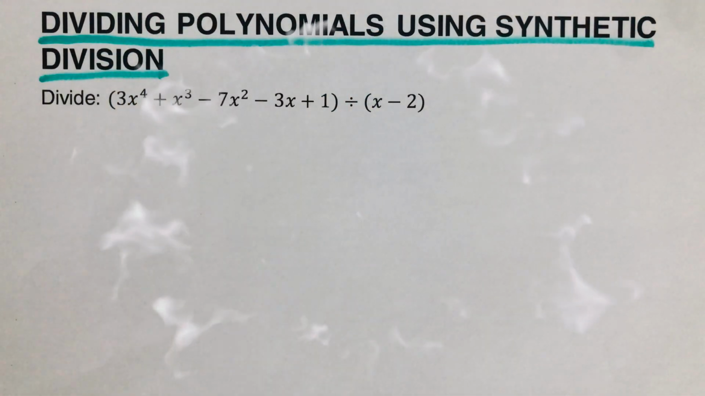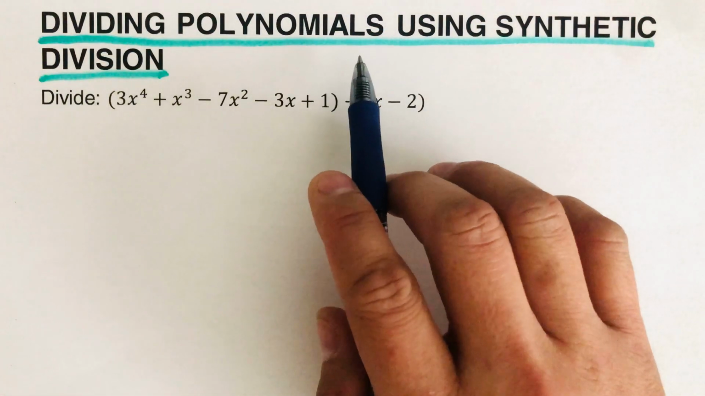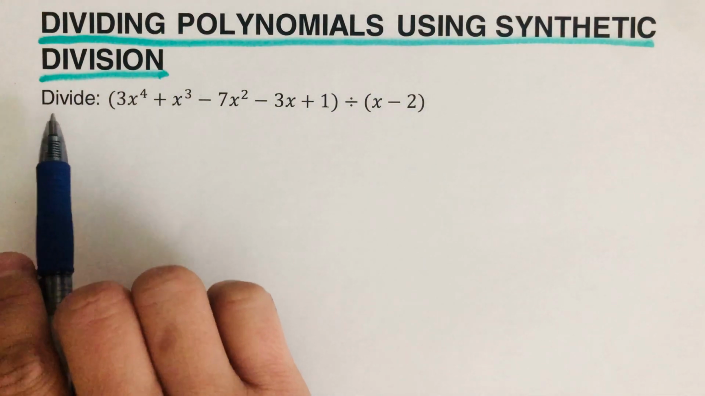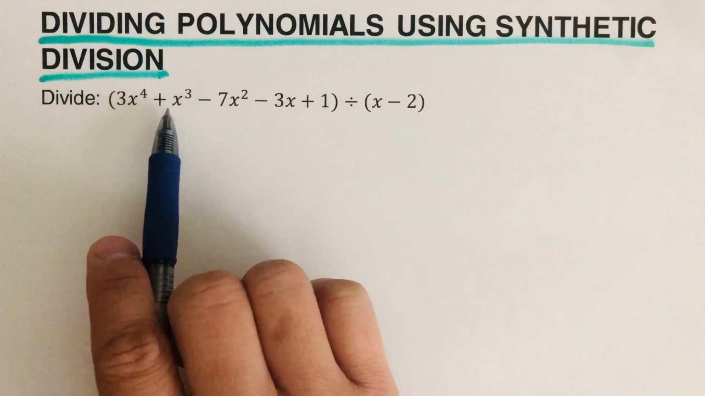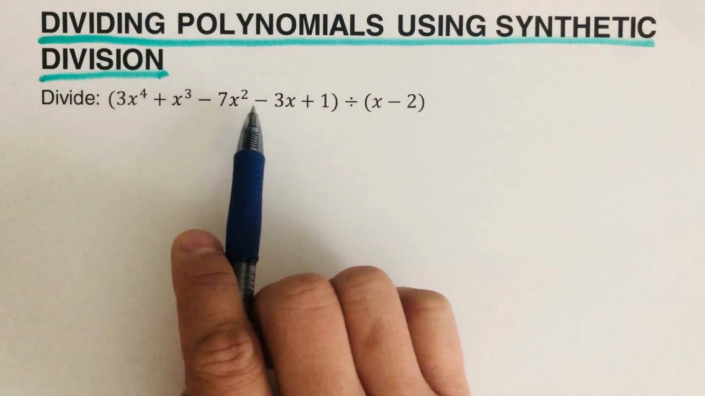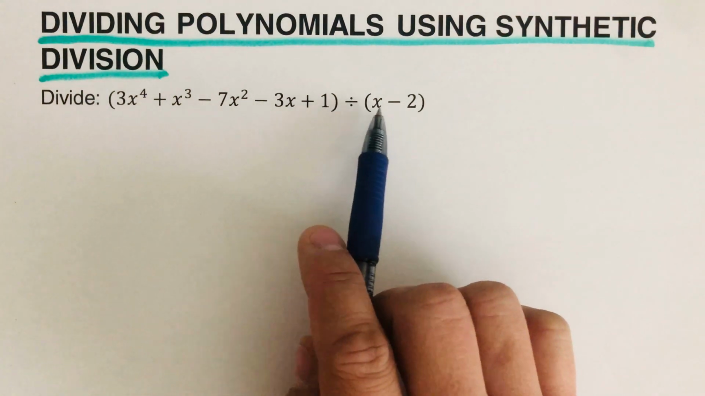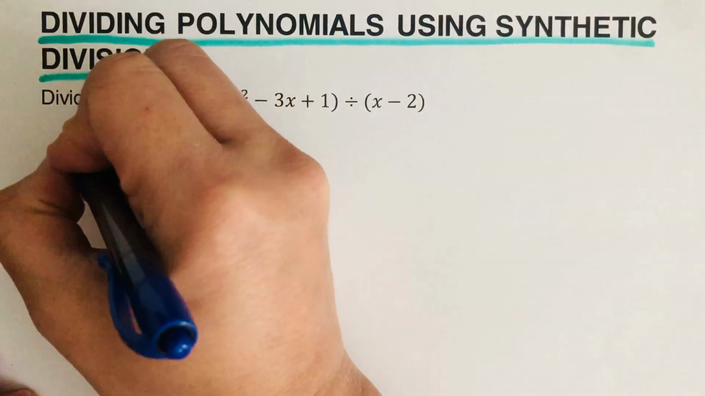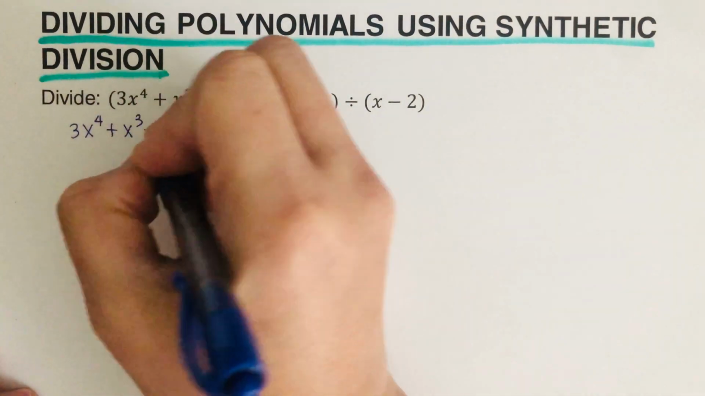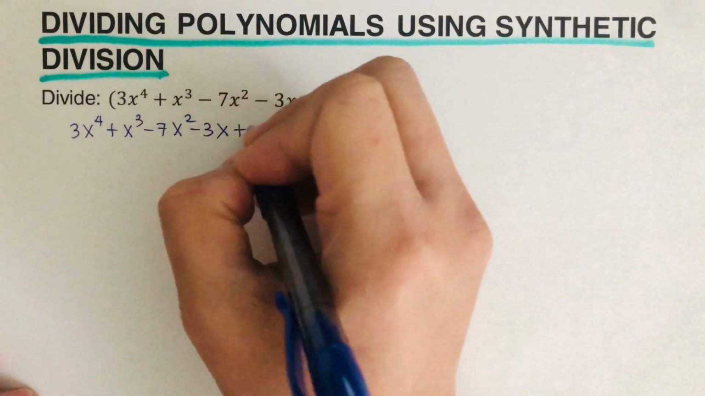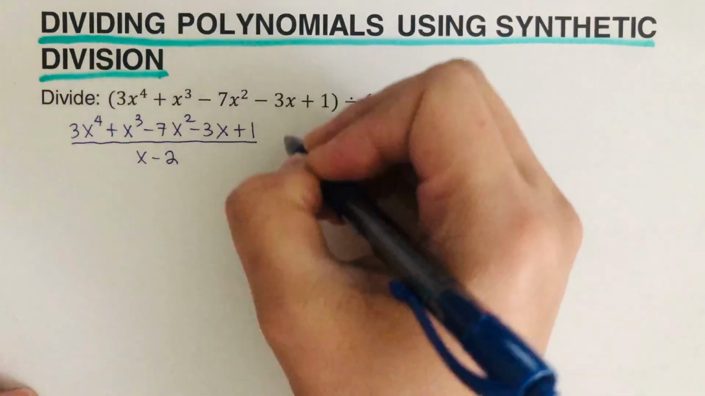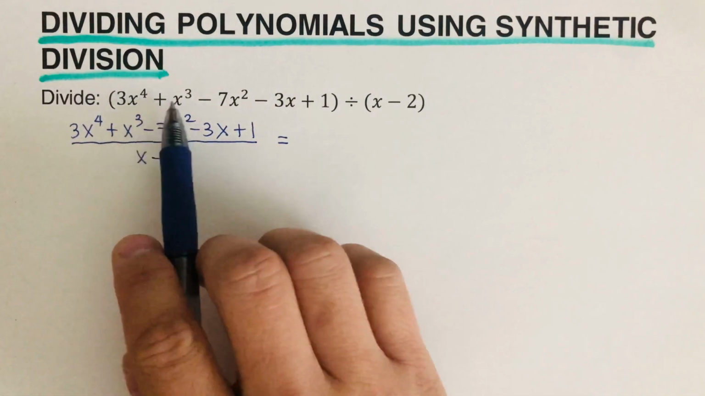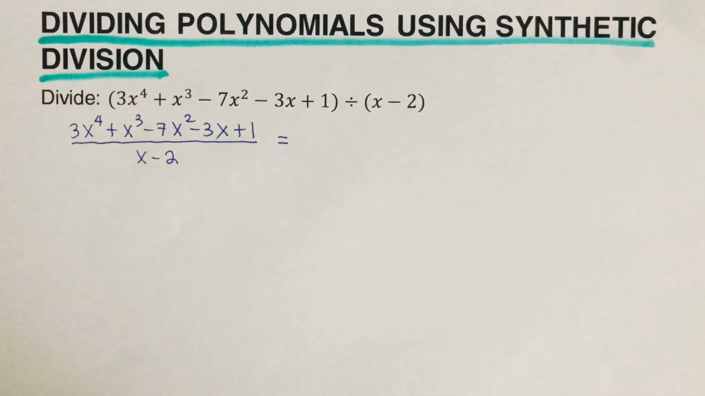Everyone, in this video, we will be dividing polynomial functions using synthetic division. So let's take this first example right here. We're supposed to divide 3x to the fourth plus x cubed minus 7x squared minus 3x plus 1 divided by x minus 2. We can actually rewrite this in fraction form. Okay, so we need to figure out what is the quotient when we divide these two polynomials right here.